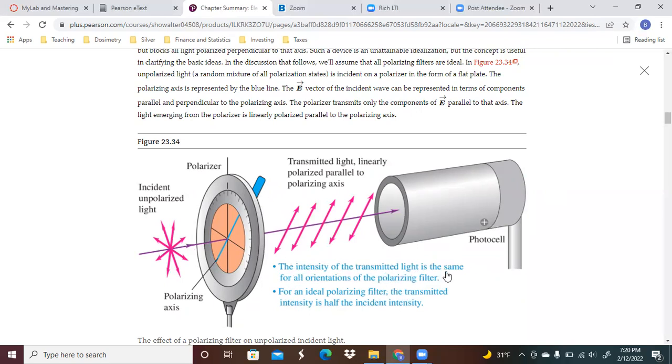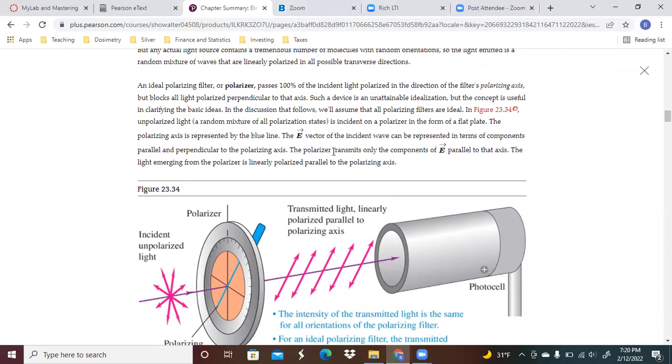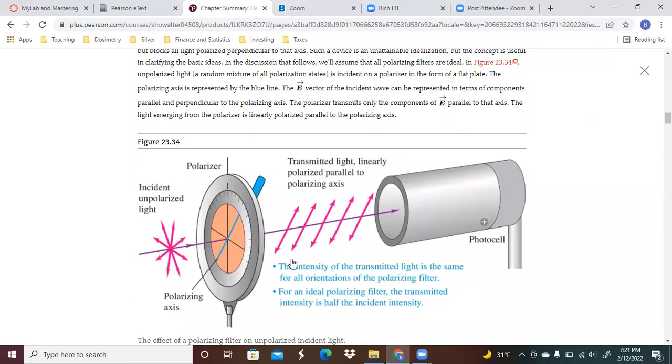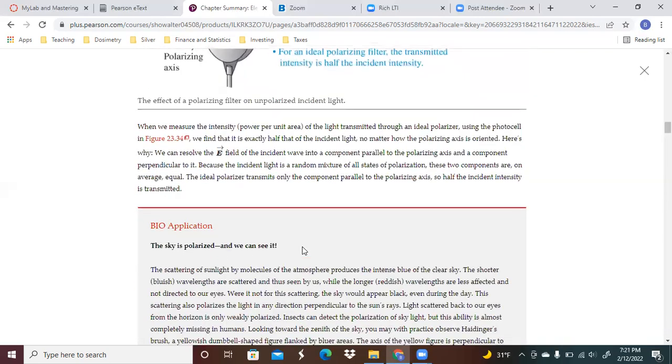So the intensity of the transmitted light is the same for all orientations of the polarizing filter. For an ideal polarizing filter, the transmitted intensity is half of the incident intensity. So that's what this polarizer actually does.